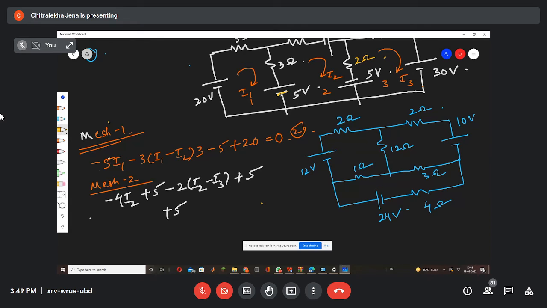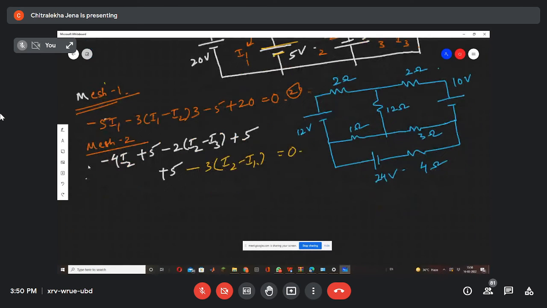It is plus 5, plus 5 everywhere. Understood or not, all of you? Yes, ma'am. Minus I2, minus 3 I2. I have told you, you will not see the direction of the current while taking a battery. You see whether you are traveling from lower to higher or higher to lower. Simple. I do not need to say the direction of the current. Minus 3 into I2 minus I1. All of you understood or not?